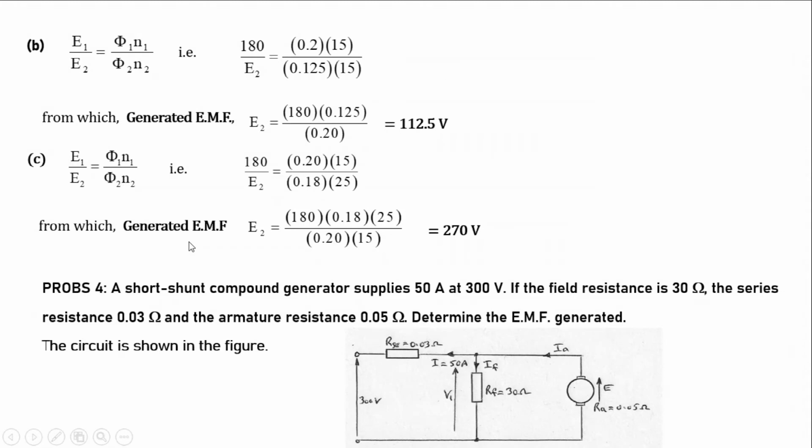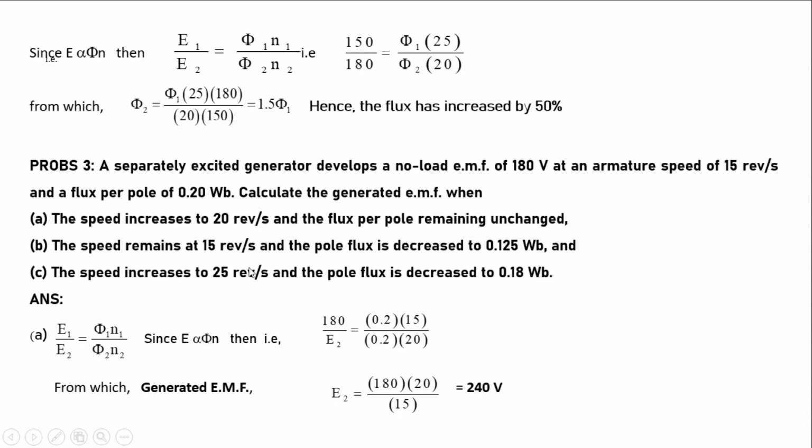Second, speed remains 15 revolutions per second. Speed will not change. The second case, flux per pole is decreased to 0.125 Wb. Then you have to find out the generated EMF. The third case, speed is increasing and flux is decreasing. In that case, we need to find out the generated EMF. So we'll go for the first case.